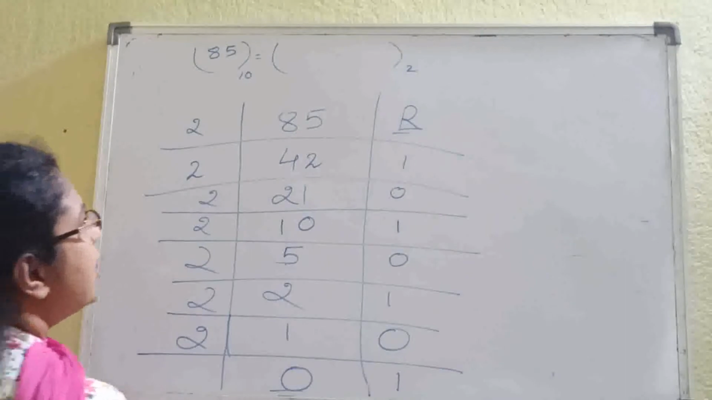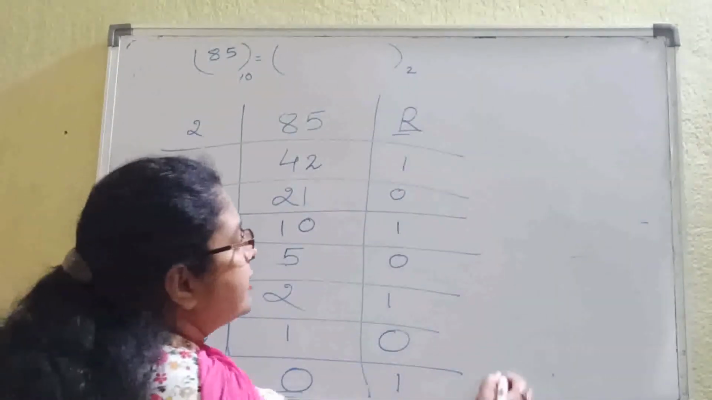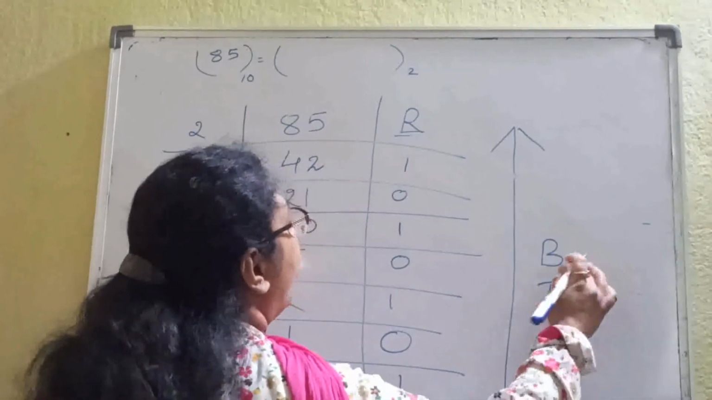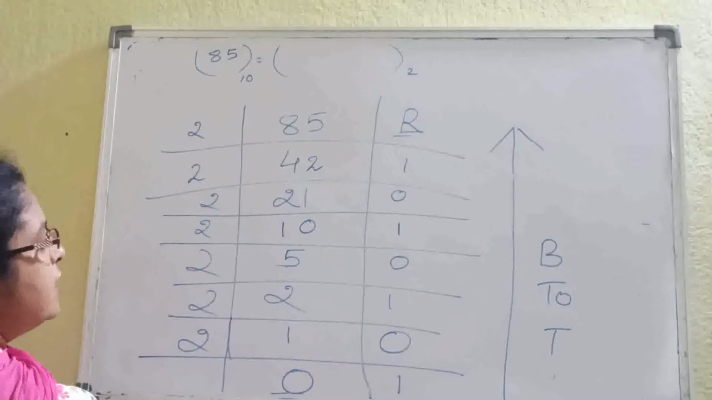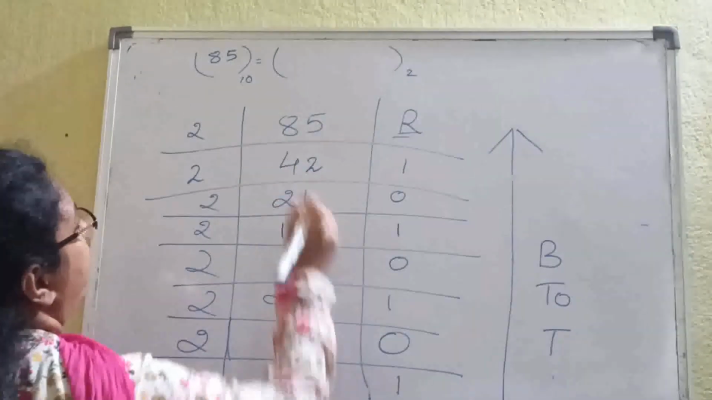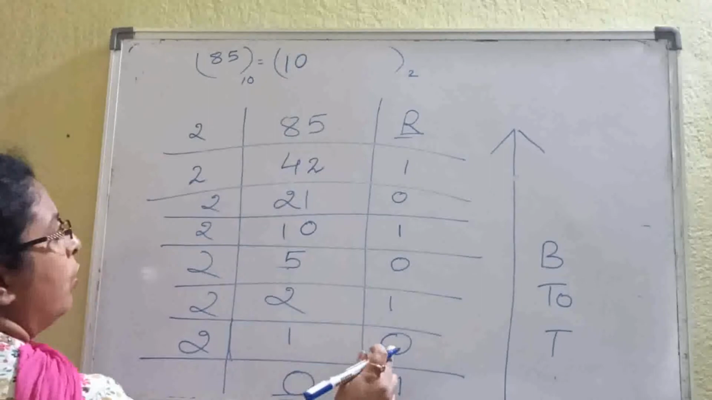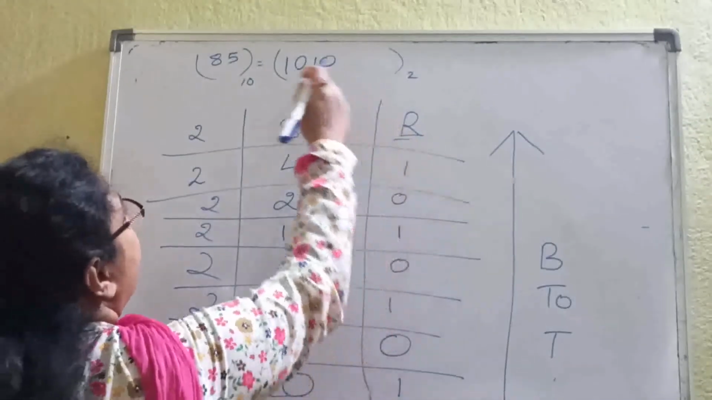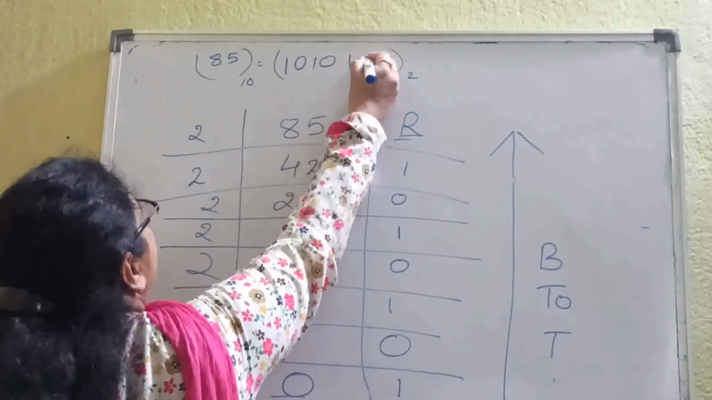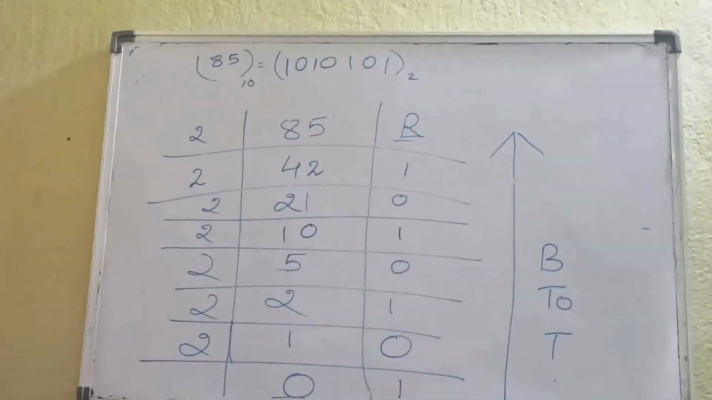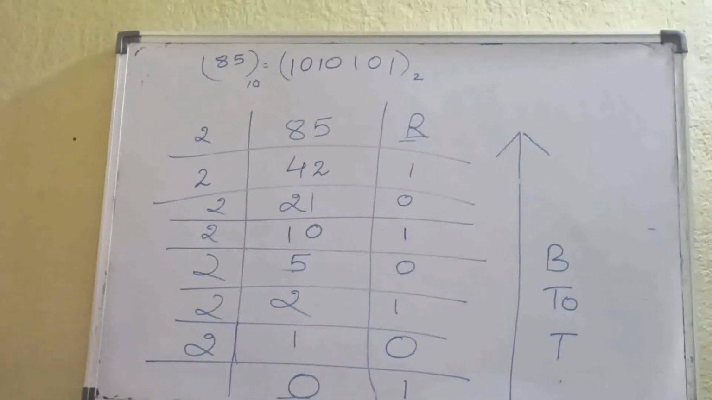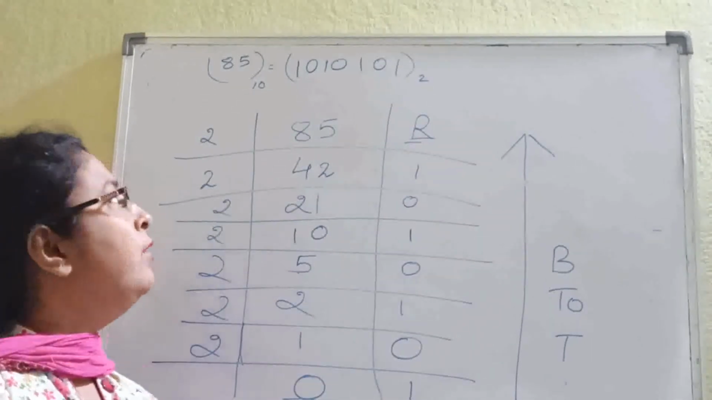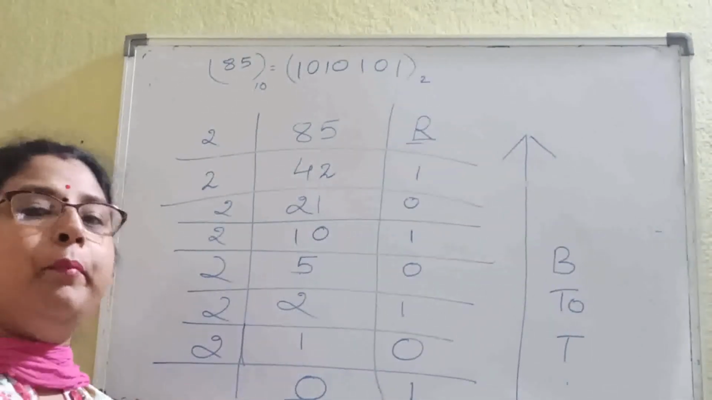Okay. So what is the result? How will you write the result? The result you have to write from bottom to top. Bottom to top. Okay. So what is your answer? You see, all the remainders you have to write: 1 0 1 0 1 0 1 0 1 0 1 1 0 1 0 1 0 1. Okay children, you have seen how I have converted a decimal number into a binary number. Like this only you have to convert decimal into binary.